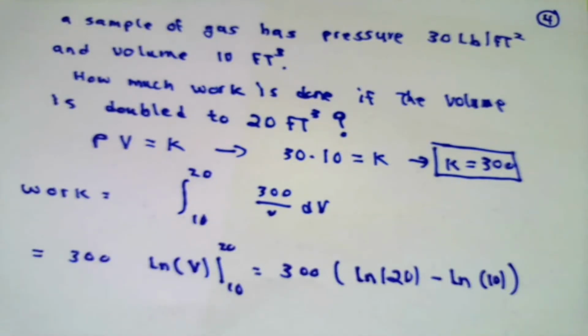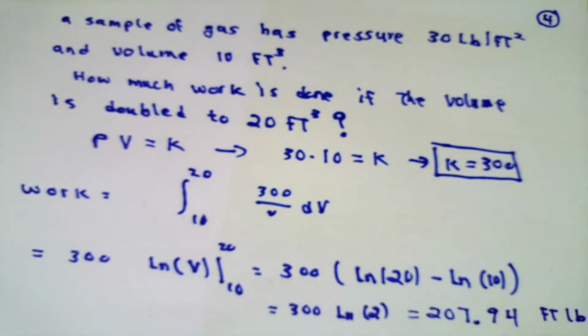I could now get the calculator out and evaluate this. Or if I wanted to be a little bit fancier, I could use a property of logarithms that says the logarithm of a minus the logarithm of b is the logarithm of a divided by b. 20 divided by 10 is 2, so I could combine those logarithms and also write it this way if I wanted to. Either way is acceptable. They produce the same results. If I convert this to decimal, I get 207.94 foot-pounds.